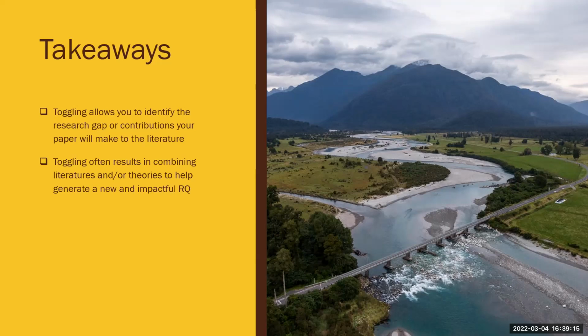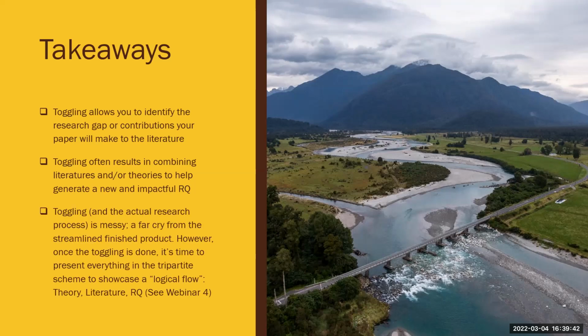Toggling results in combining literatures and theories to help generate a new and impactful research question. Because keep in mind, the goal of research is to generate new knowledge. And you do that by creating new extensions and new ideas to existing theories. And again, you're not really going to be able to do that unless you really compare and contrast literature and theories so that you end up with a new and impactful research question.